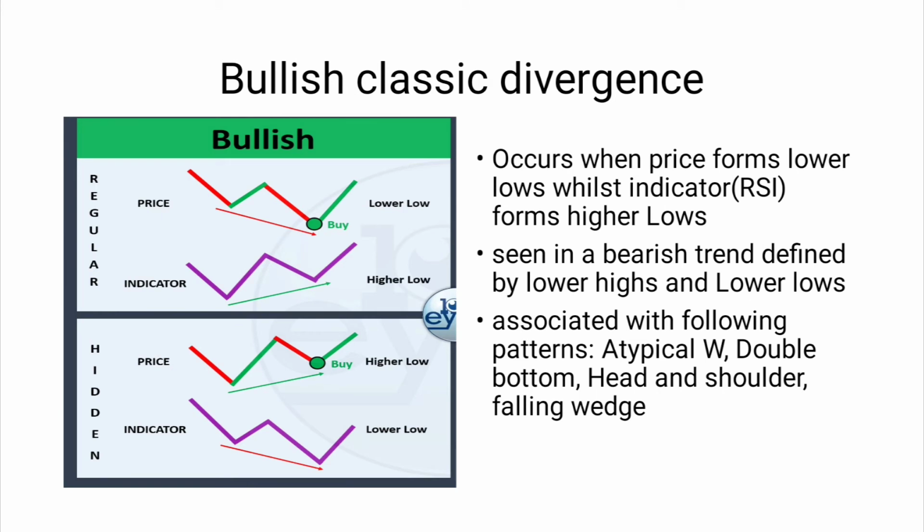Then a bullish classic divergence occurs when we are in a downtrend. It's bullish because it's signifying that we are buying. It's a bullish reversal pattern. So price will be forming lower lows, lower highs, lower lows, like is illustrated in this diagram, while the indicator will be forming higher lows. And so this is a bullish classic divergence. It's also associated with the typical W, double bottom, head and shoulder, and falling wedge.